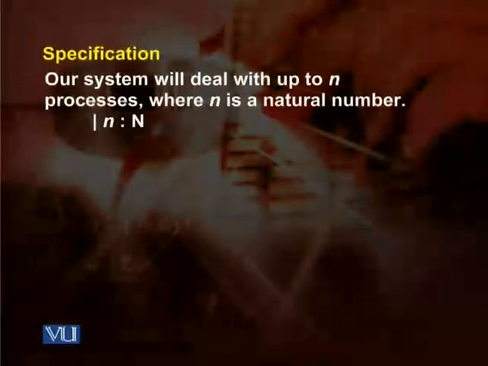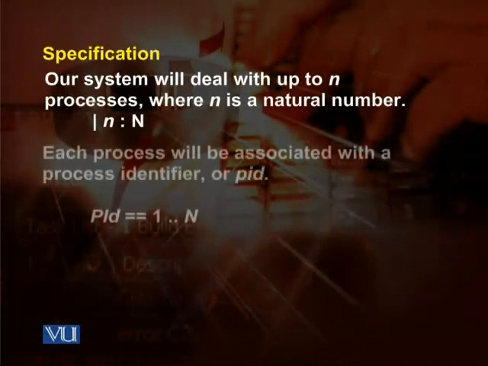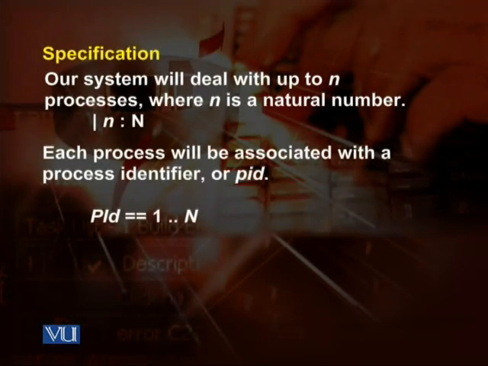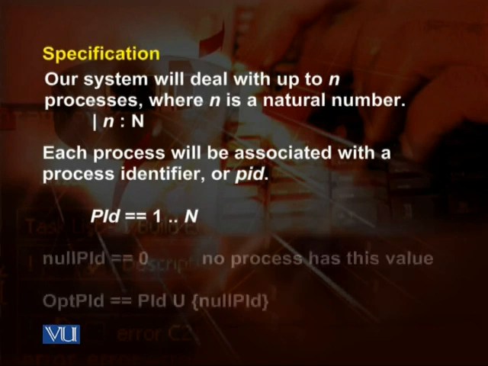Now let us look at the specification. Let us start the specification and look at some of the other constraints and definitions that we need to have. Our system will deal with up to n processes, where n is a natural number. Each process will be associated with a process identifier or PID. So PID is equal to 1 to n, because we can have up to n processes.